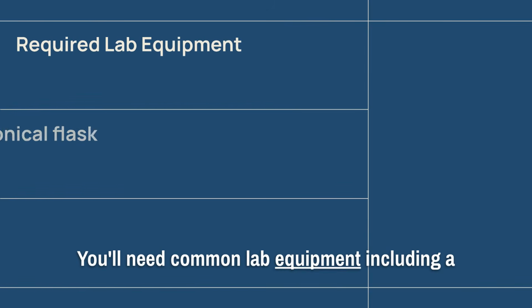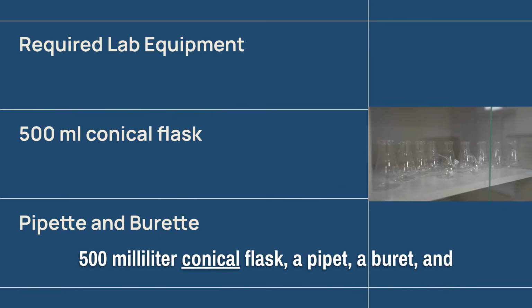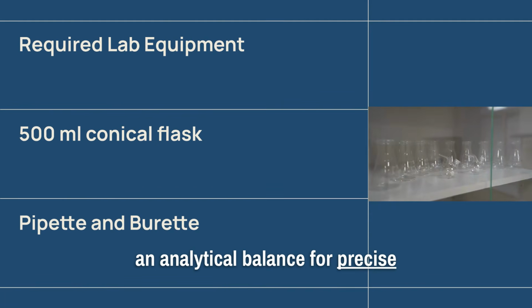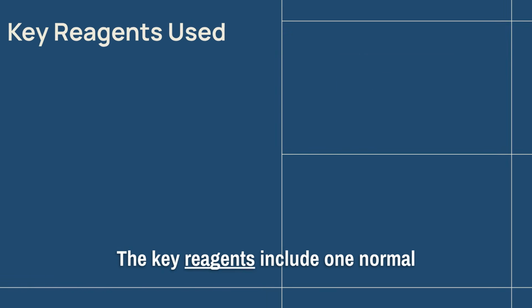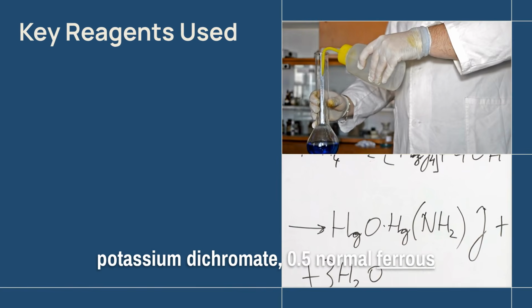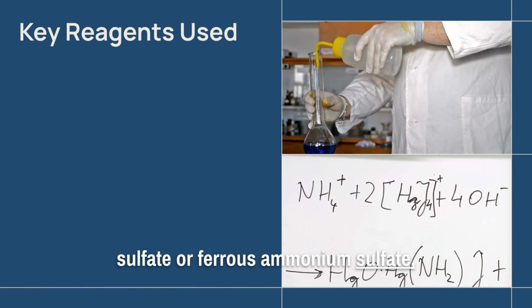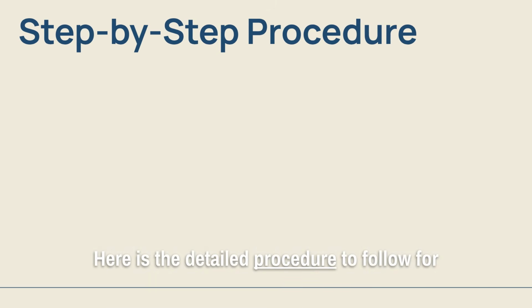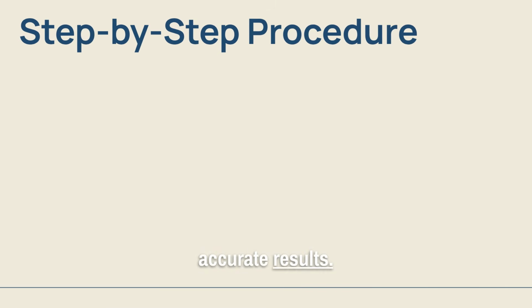You'll need common lab equipment, including a 500 milliliter conical flask, a pipette, a burette, and an analytical balance for precise measurements. The key reagents include 1 normal potassium dichromate, 0.5 normal ferrous sulfate or ferrous ammonium sulfate, concentrated sulfuric acid, and ferroin indicator. Here is the detailed procedure to follow for accurate results.